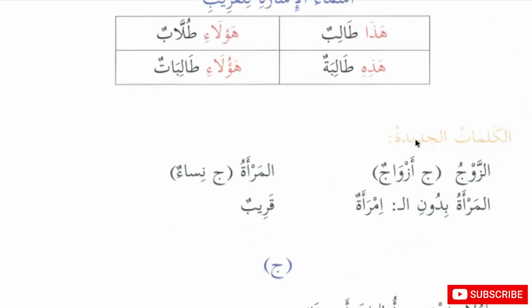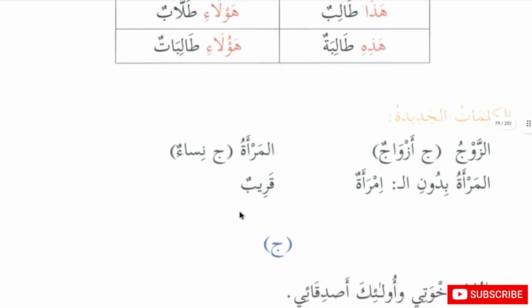الكلمات الجديدة. الزوج: husband or spouse, plural أزواج. المرأة: a wife or woman, plural is نساء. So basically if you have the word مرأة without the alif it is مرأة, with the alif it's امرأة, and without the hamza it just means a person. قريب: near.